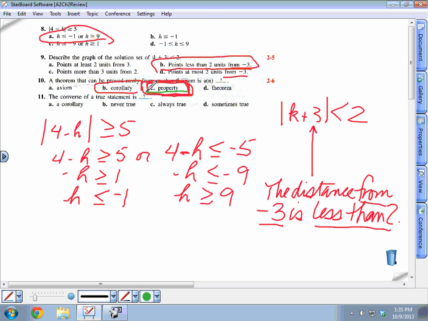Okay, the converse of a true statement is a corollary: never true, always true, sometimes true. Come on, you know this. Maggie? Sometimes true. Proving theorems, there's a line that says a theorem that can be proved easily from another is called a corollary. Okay, so corollary. Let's call it a corollary. They also said that we could call these properties too. When we derive something from another, we could call that. So, okay, we'll accept corollary for that one.